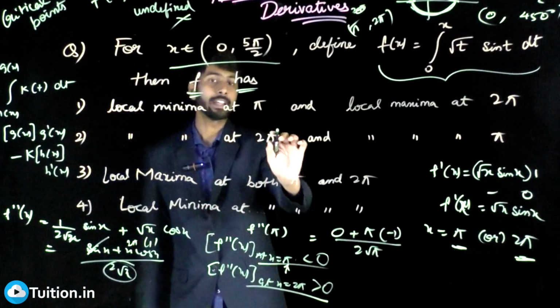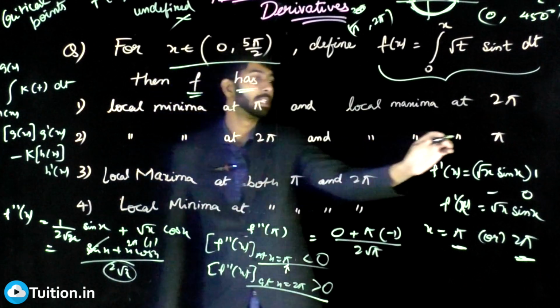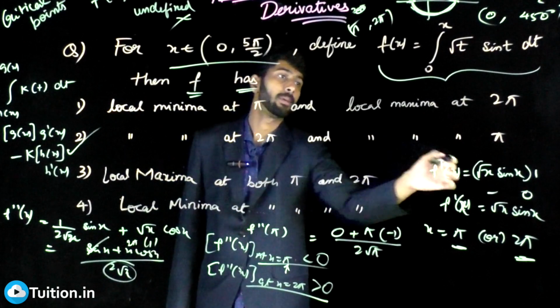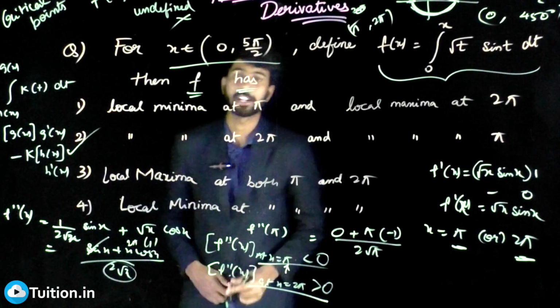It is maximum at pi and minimum at 2 pi. So this is the option actually. It says it is minimum at 2 pi and maximum at pi, and that is what I got. So the answer is the second option.